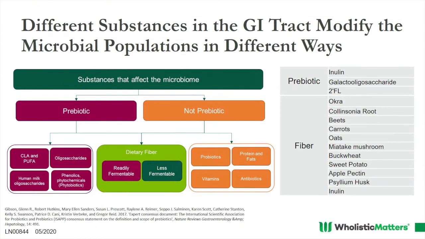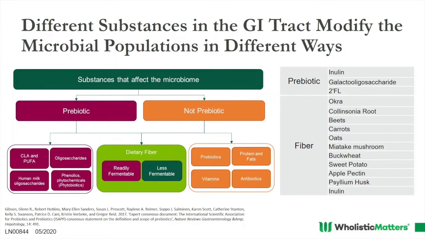So for all these different substances, they can modify the microbial populations in different ways. There's a lot of different substances that affect the microbiome. You can have prebiotic ones or not prebiotic ones, as well as some that kind of class both ways. So we were just talking about fiber, but one of the things that you can look at with fiber is you have the less fermentable, which can still impact it, but the more readily fermentable can act almost like a prebiotic.